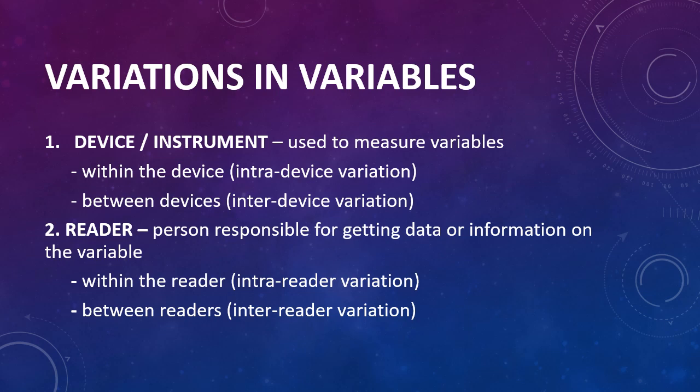So, inter-reader variations are affected by the skill level of the persons doing the measurement. Someone who has had proper training on how to correctly measure a certain variable, or how to correctly use the measuring device, will most likely be more accurate and precise in measuring the variable than someone who isn't familiar or trained to do it.